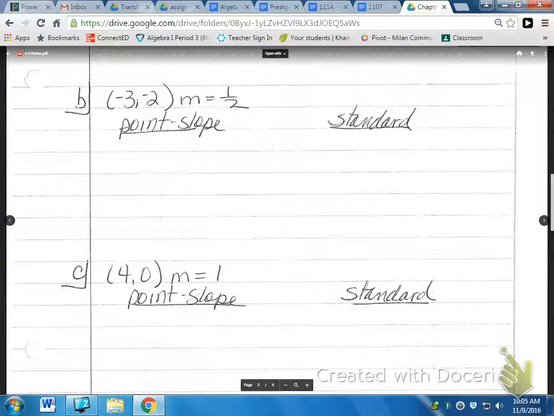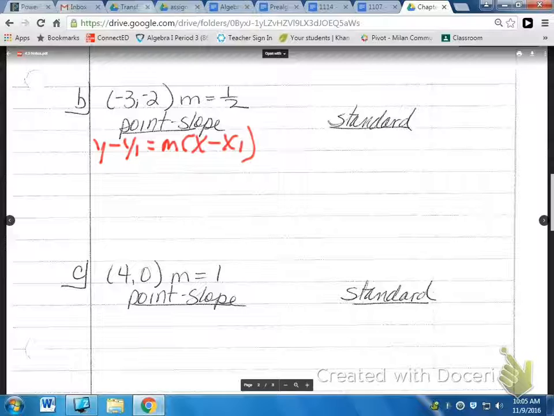Next, example B. Negative 3, negative 2. Slope is 1/2. Got to write it in point slope form and standard form. So, under point slope form, y minus y1 equals m times x minus x1. Once you plug the stuff in, you're pretty much done.